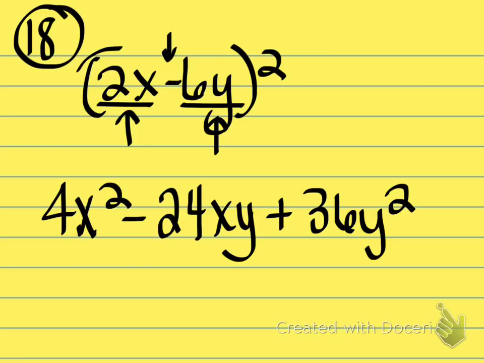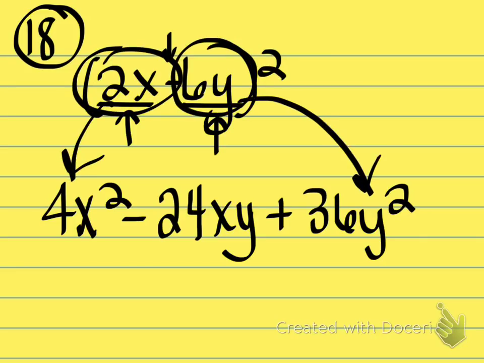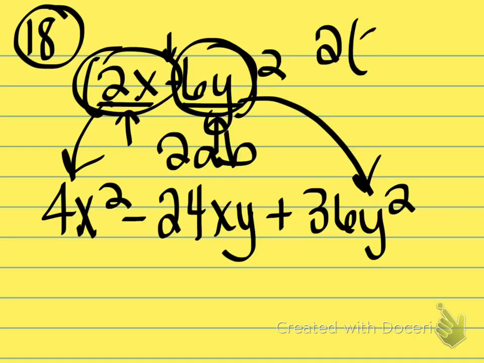I know that I took 2x and I squared it. I took 6y and I squared it. And my middle term was 2ab. So 2 times 2x times 6y. Or you could think about it as negative 6y, but you don't have to. You can just think about that second term as being subtraction because it's subtraction. Okay, hopefully that helped a little bit.